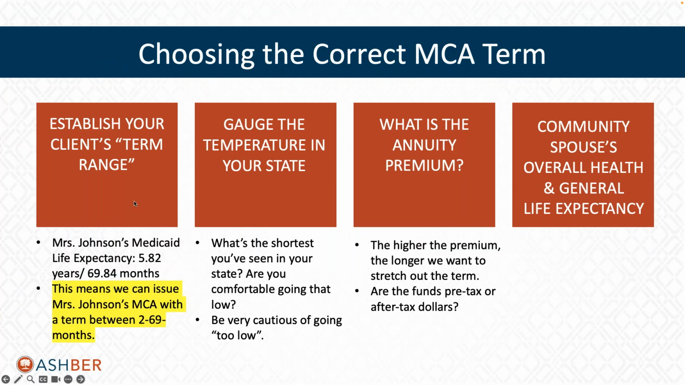So I wanted to do a slide specifically about how to choose the correct term for your community spouse in these cases. The first thing, I think the simplest, is establishing what term options you have. With Mrs. Johnson's life expectancy, we cannot exceed a term of 69 months, but we can do anything less than that. So technically speaking, we could do an annuity as short as 2 months or an annuity as long as 69 months, and we would still be actuarially sound.